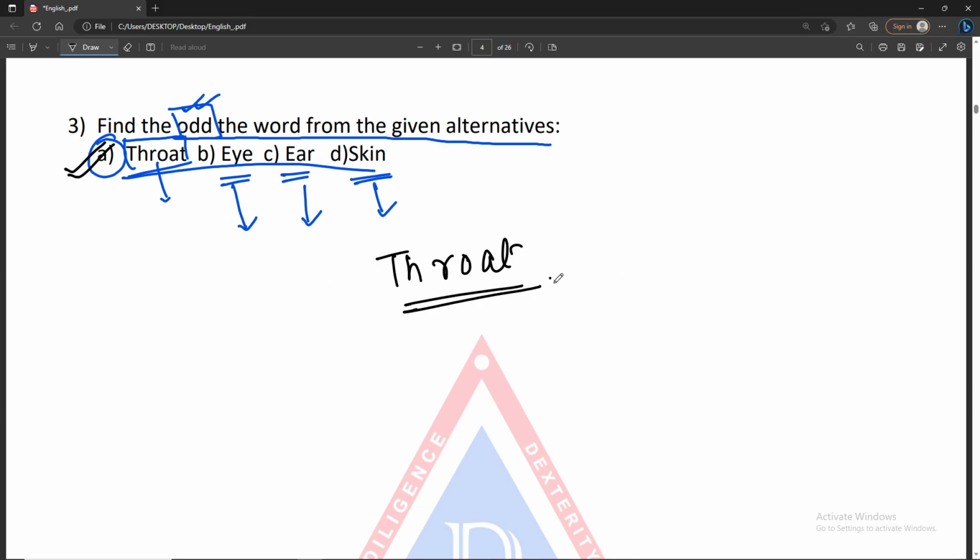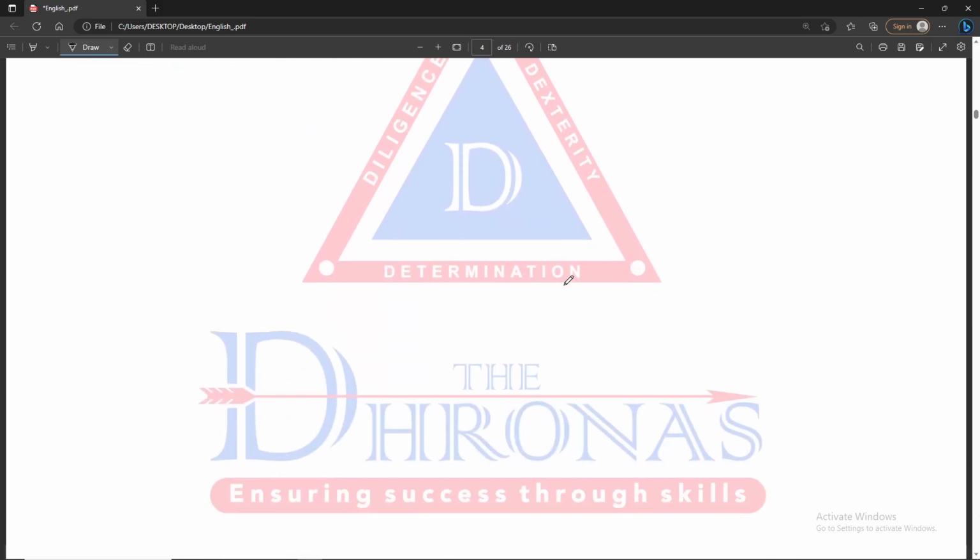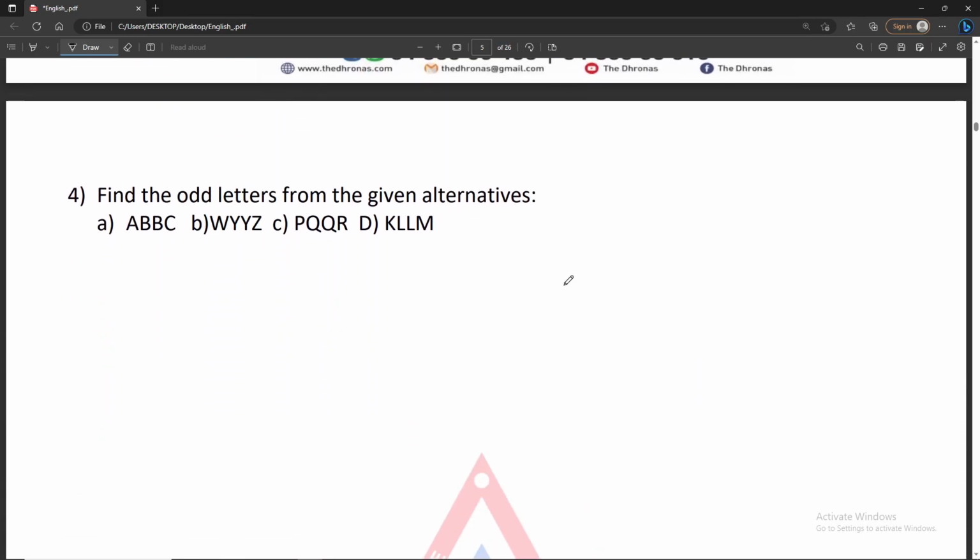Okay, let's go to the next question. The next question is also to find the odd letters of the given alternatives. So here also the 4 options are given. You have to find the odd letters.